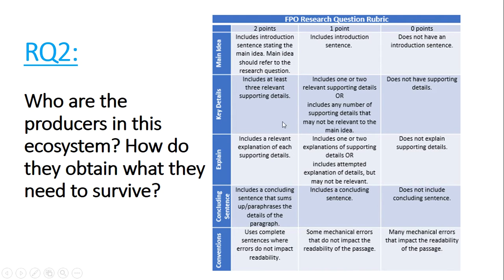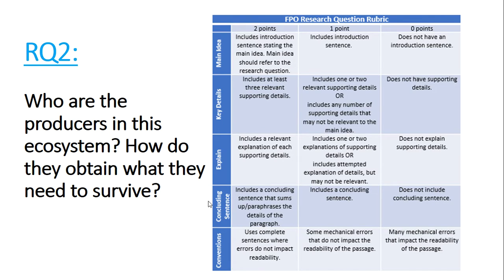I need 3 relevant supporting details. They have to make sense. So in this one, really, you're telling me who the producers are. So your details are those producers. Your explanations down here, that's the how did they obtain what they need to survive. So tell me all about them. I need a concluding sentence that sums up our writing.